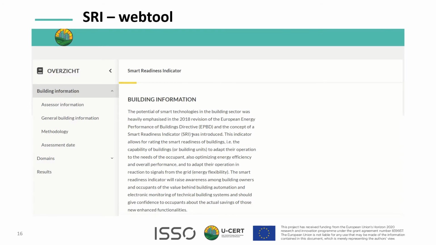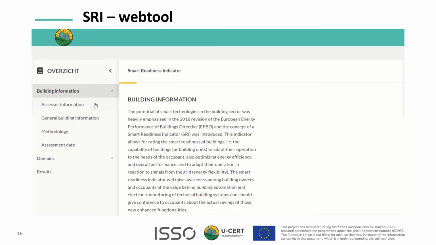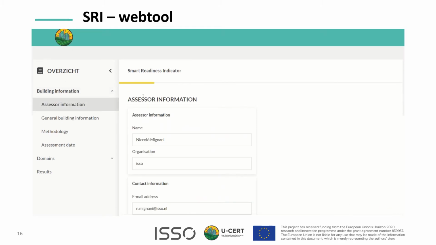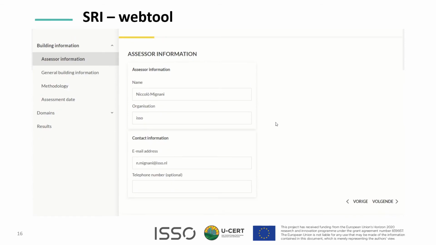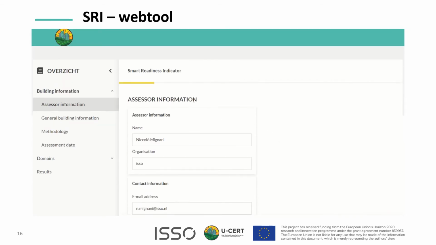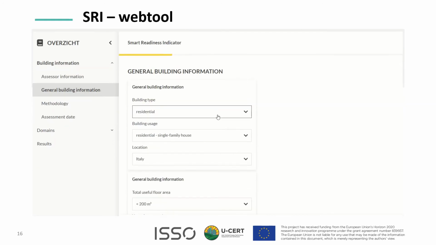So, welcome to the SRI web tool. The tool starts with an introduction to the tool itself. Then we have some mandatory information that must be filled in, as I've already done in this case for the assessor information. Some of them are related to our own knowledge about the building we are assessing.